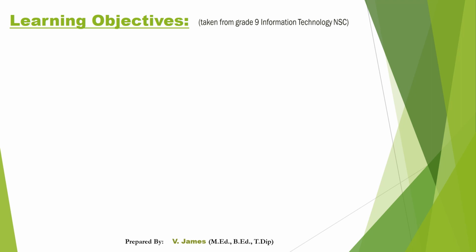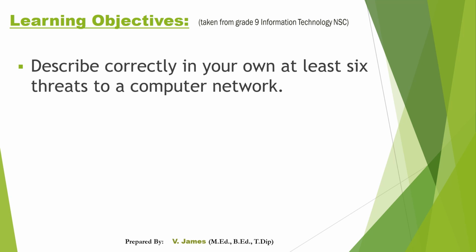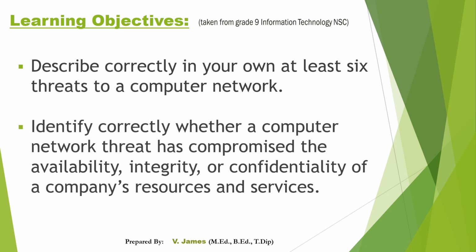Listen attentively, watch and learn as we continue to explore the unit entitled Data Communication, Networking and the Internet. After watching this video, you should be able to describe accurately at least 6 threats to a computer network and identify correctly whether a computer network threat has compromised the availability, integrity, or confidentiality of a company's resources and services.